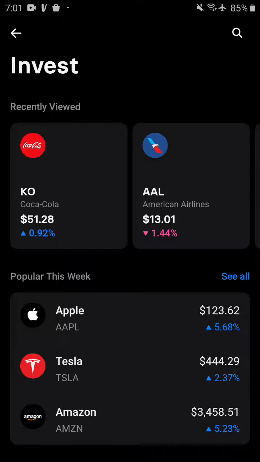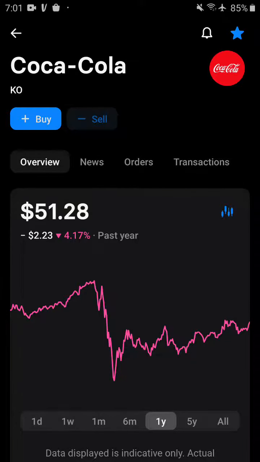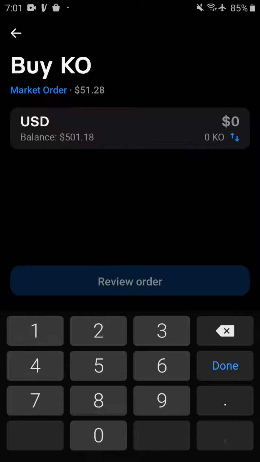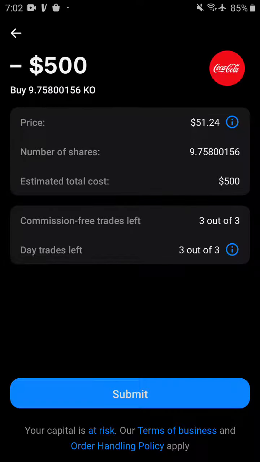Invest. Let's see. Okay, now we're going to press on buy. We're going to buy for $500, which is going to give us 9.75 shares of Coca-Cola. Here we go. So we have here minus $500 by 9.75 shares of Coca-Cola. Price of the stock at the moment is $51.24.